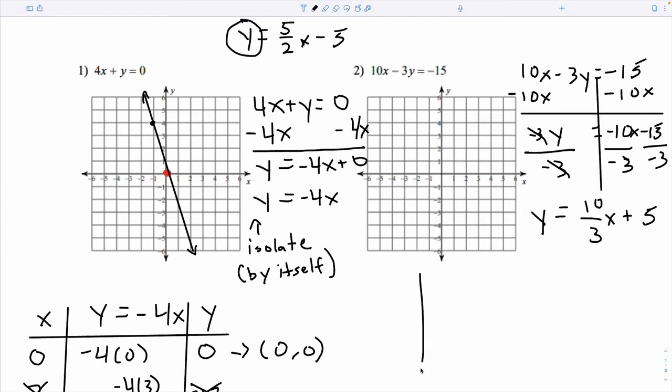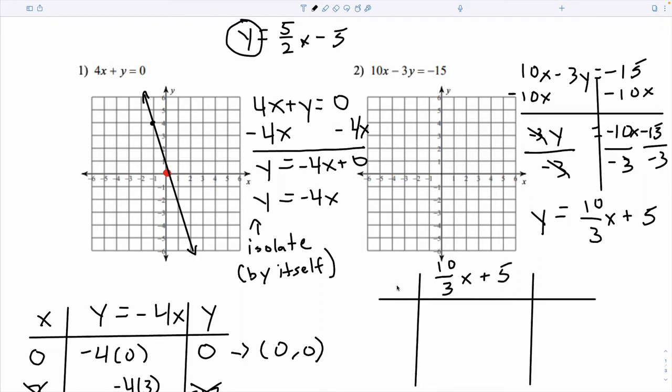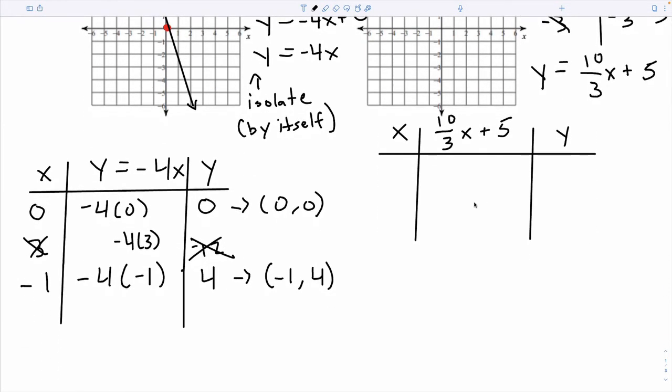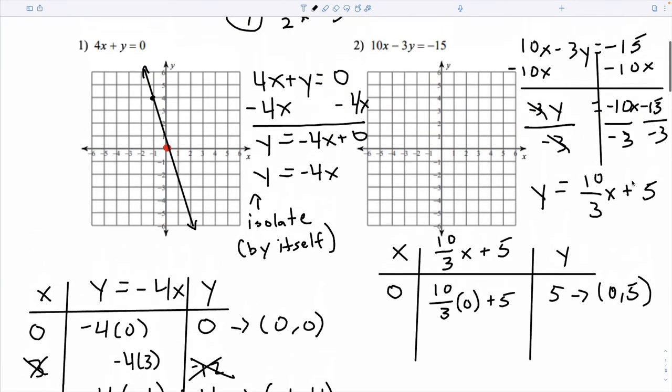Okay, take your function. Build a function machine. Give me an input that you want to start with, and we'll see if we can graph it. Jersey? My favorite input. Let's try it. 10 over 3 times 0 is 0, plus 5 is 5. Great, that one fits. Over 0, up 5. Give me a second one.